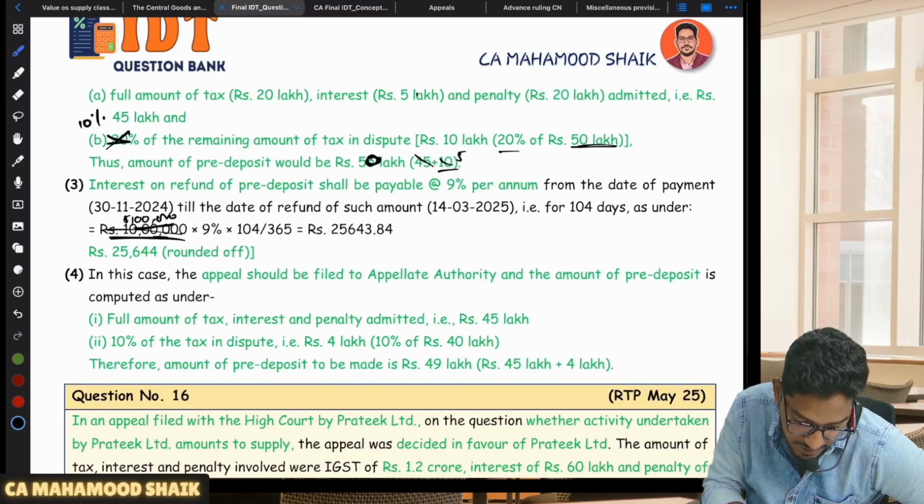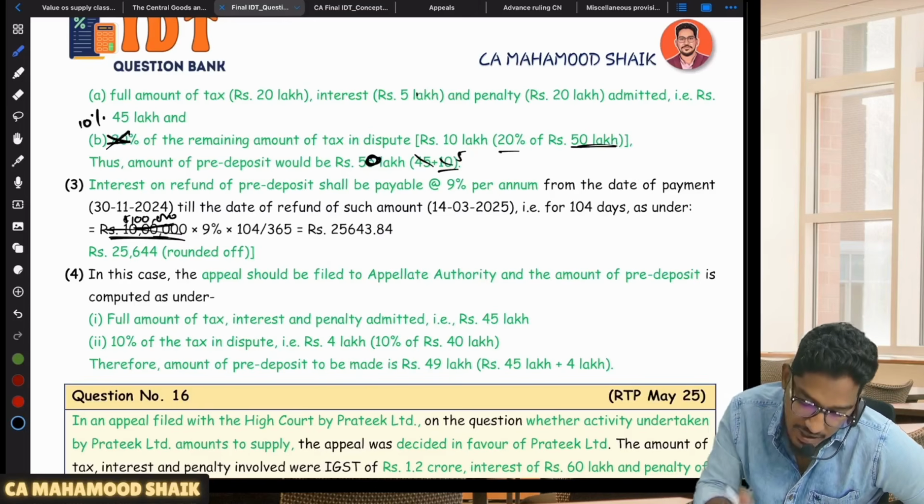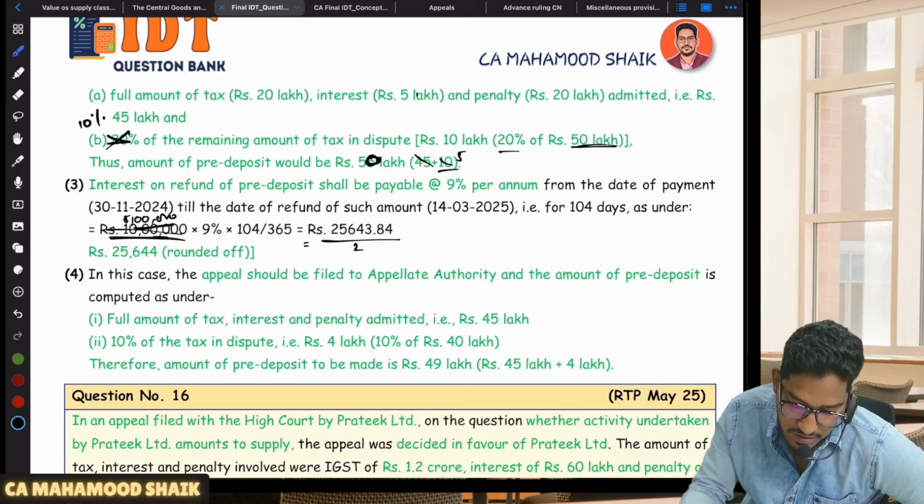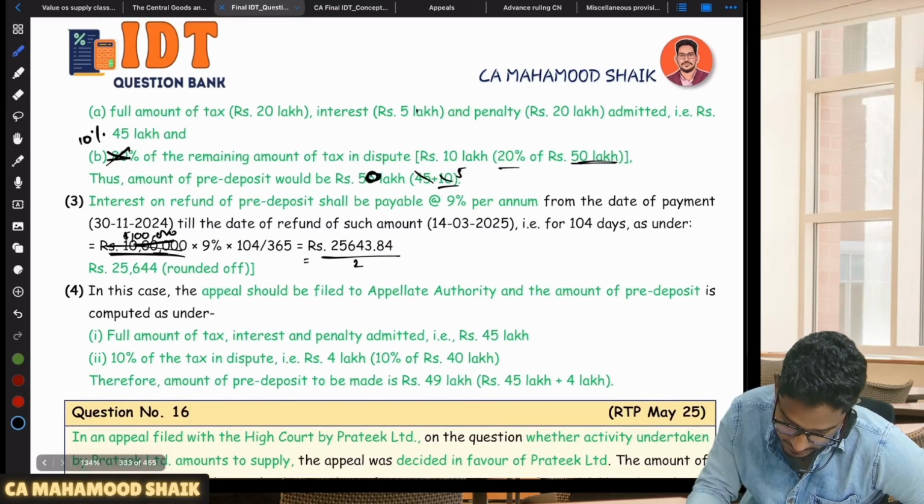So 5 lakh rupees of pre-deposit into 9% into 104 divided by 365. This you have to divide by 2. 25,643.84 divided by 2 you have to do. Right. Next.